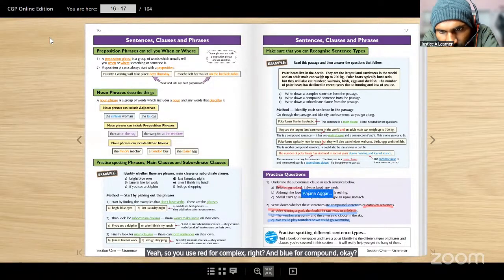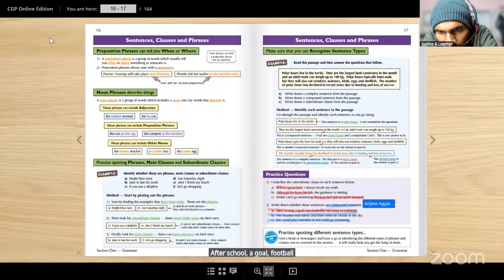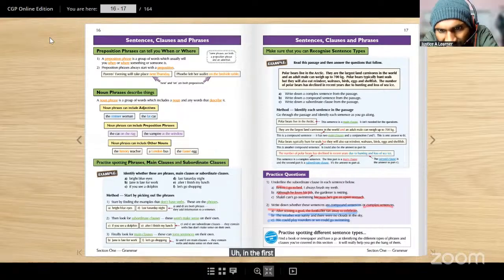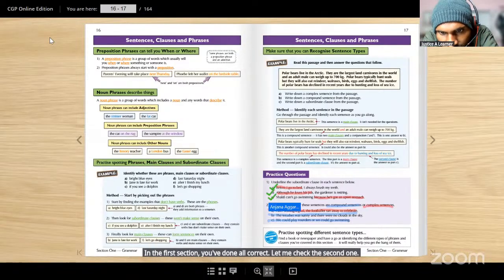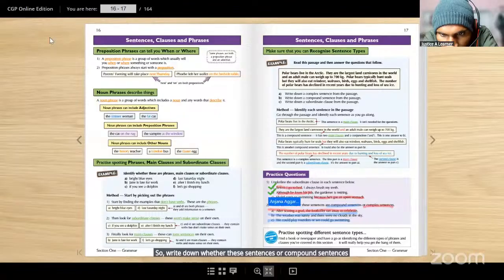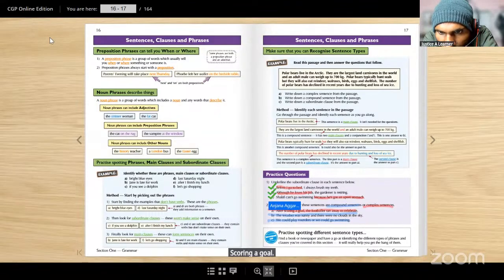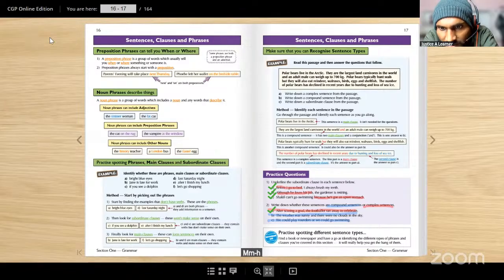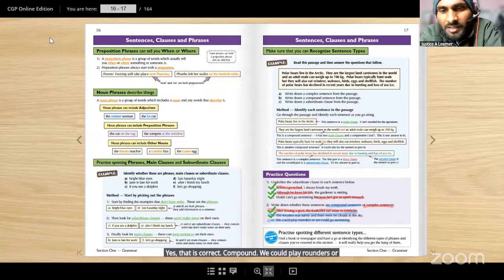Okay. Which of them are correct? In the first section, you've done all correct. Let me check the second one. Write down whether these sentences are compound or complex. After scoring a goal, the footballer ran away to celebrate. This one is complex. Okay, very good. And then B, the weather was sunny and there were no clouds in the sky. Compound, that is correct. We could play rounders or, that is also correct. Good job.